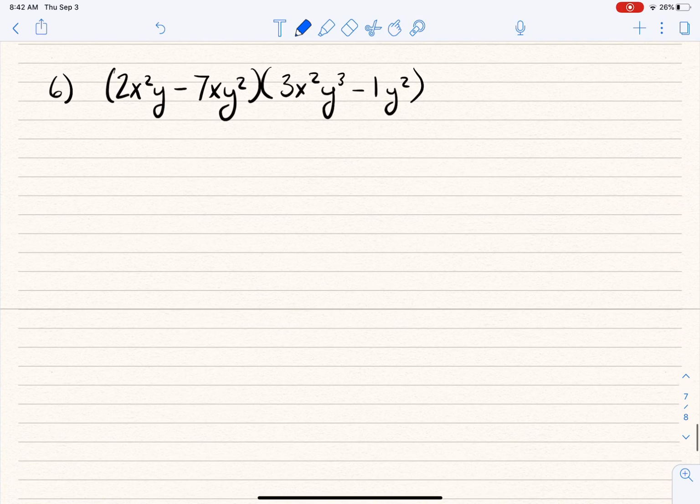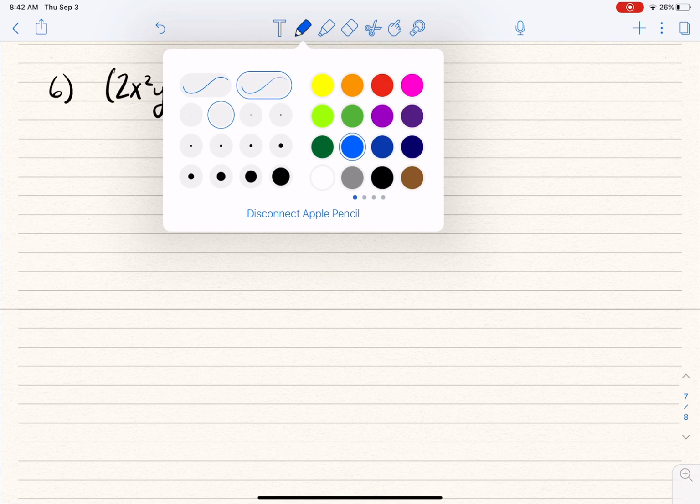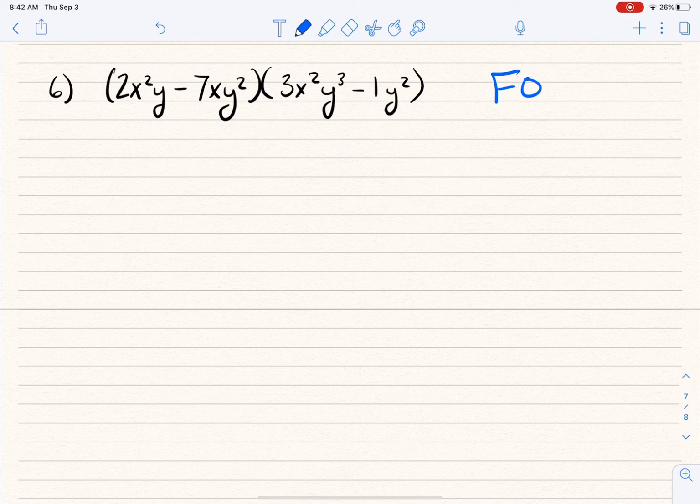All right, last problem. This one, all you do is FOIL. All you do is FOIL. The hard part about this one is keeping all of the exponents straight, but that's not hard. So let's look at first times first. 2x squared y times 3x squared y cubed. So 2 times 3, 6. X squared times x squared, x to the fourth. Y times y to the third, y to the fourth.